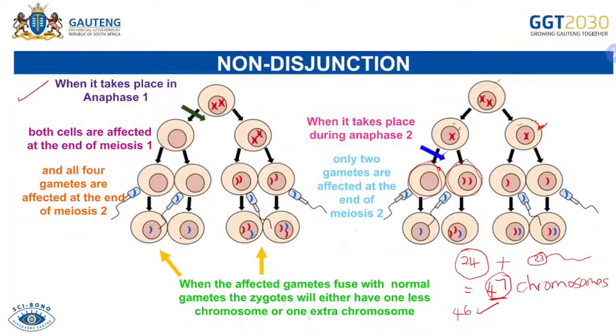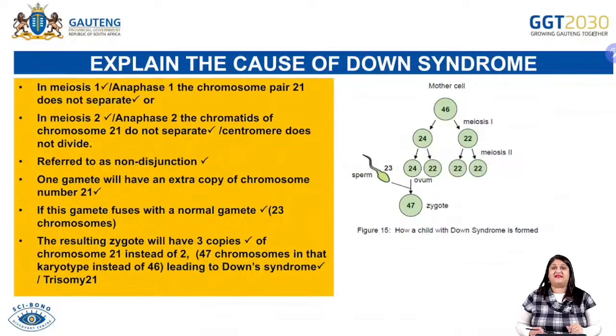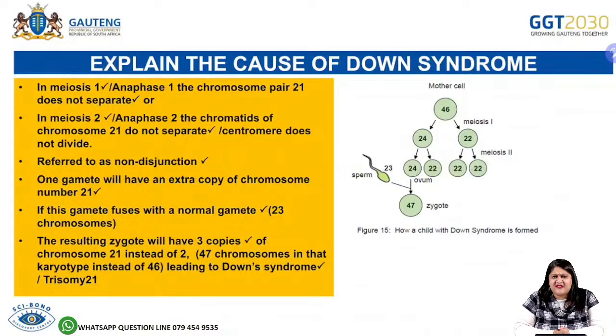Okay, but now we are moving on to what happens in Down syndrome. So what happens? One of the things that non-disjunction can result in is Down syndrome. It's just one of the disorders that non-disjunction can cause, and this is the one that you need to know in your syllabus. According to the examination guideline, you need to know about Down syndrome and about how Down syndrome occurs.